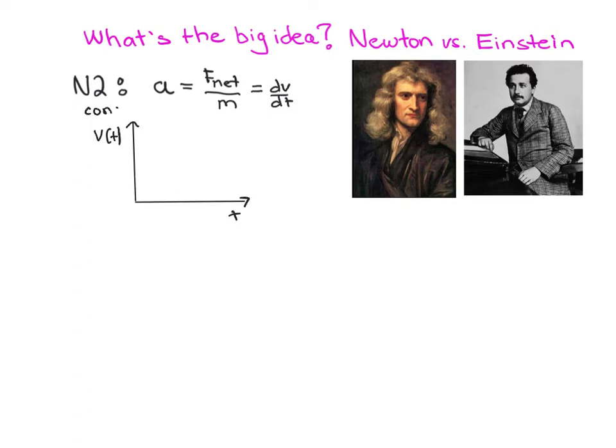So now let's consider a special case: the case in which the net force is constant over time. In that case, if F net is a constant, that means dv dt is a constant, which means the velocity is going to be a linear function of time. I'm showing here the case where dv dt is a positive quantity, so the velocity is increasing linearly with time. And if we apply our force for a long period of time, the velocity keeps increasing linearly.